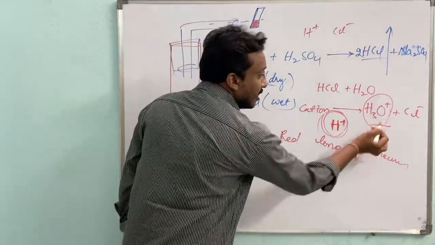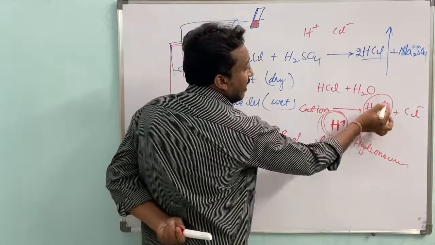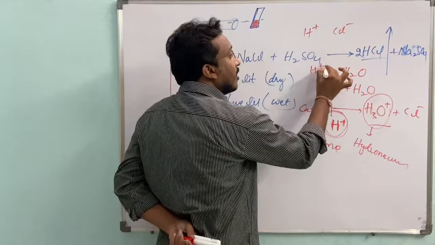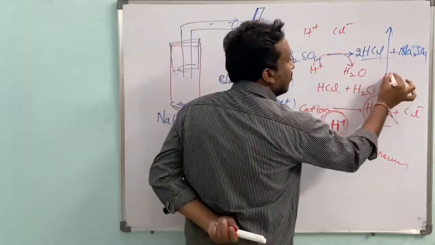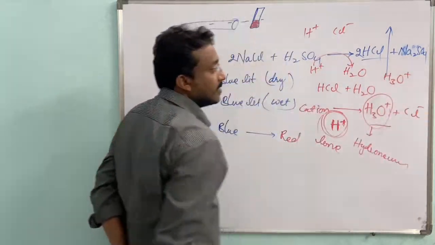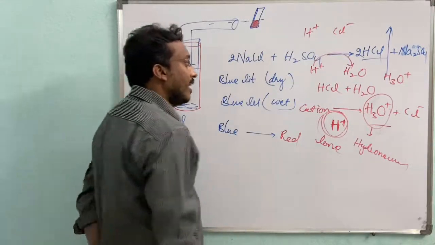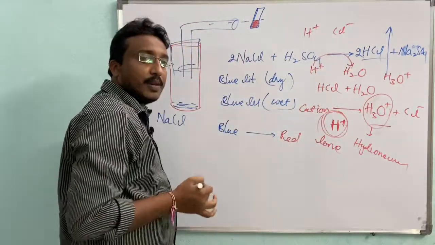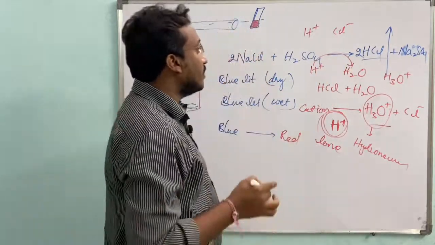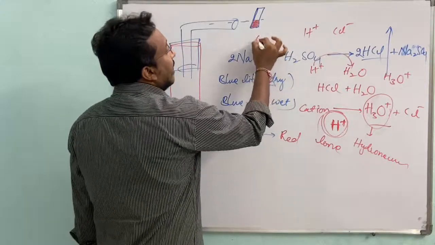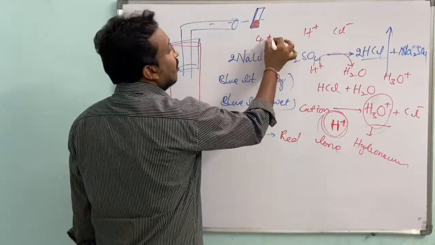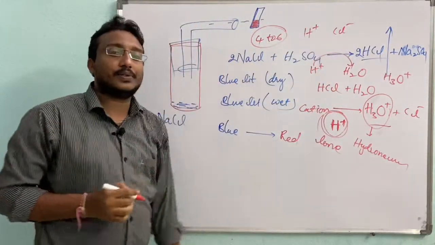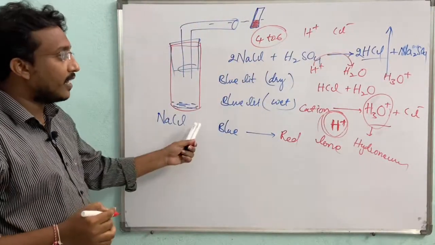Have you understood? The H plus ion is attracted to H2O and it forms H3O plus. Here the lone pair is attracted to the H plus. In water, one hydrogen ion combines with 4 to 6 water molecules. This is what happens.